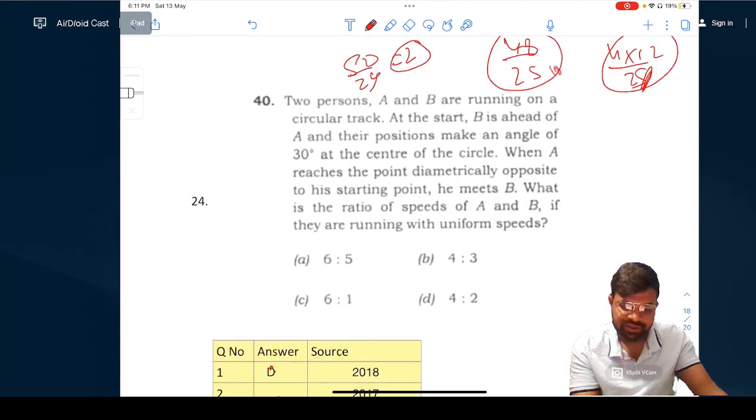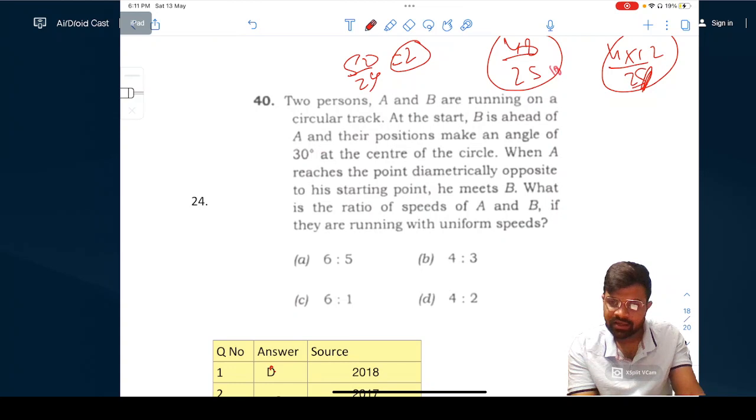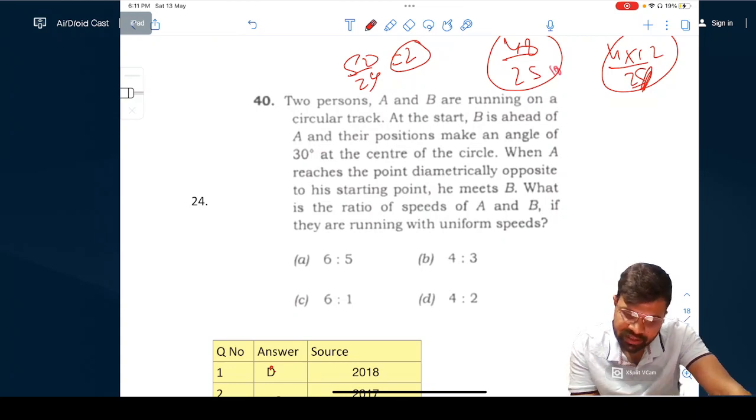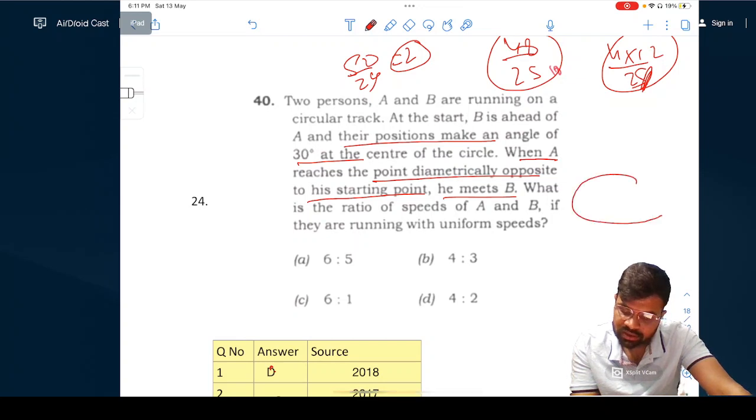Last question. Two persons A and B are running on a circular track. At the start, B is ahead of A and their positions make an angle of 30 degrees with the center of the circle. And when A reaches the point diametrically opposite to his starting point, he meets B. So it is something like this. This is a circular track. When A was here, B was here. And when both of them reached here, both of them were here.